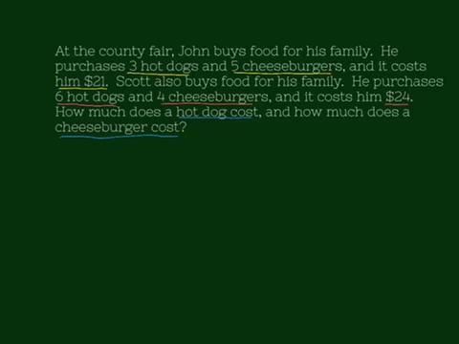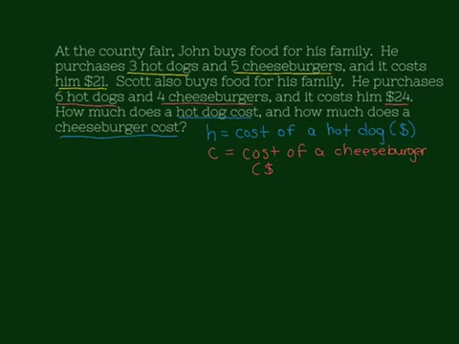So I'm going to start by defining my variables. I'm going to use H to represent the cost of a hot dog. So this is going to be in dollars. That's going to be my unit. I'm going to need that at the end. And then I'm going to use C to represent the cost of a cheeseburger. And again, my units here will be dollars. I'm going to need my units at the end for my final answer.